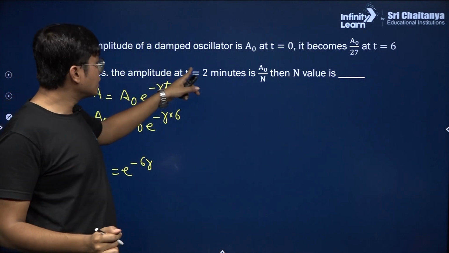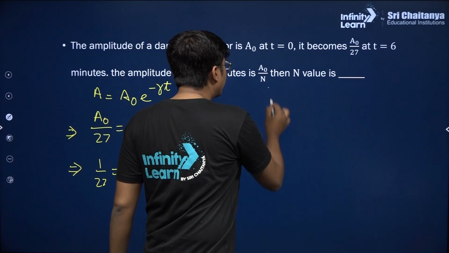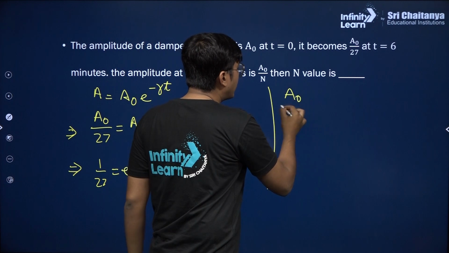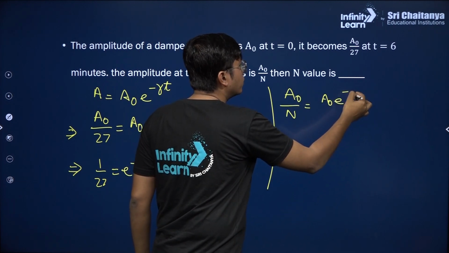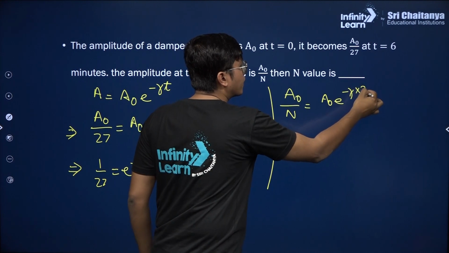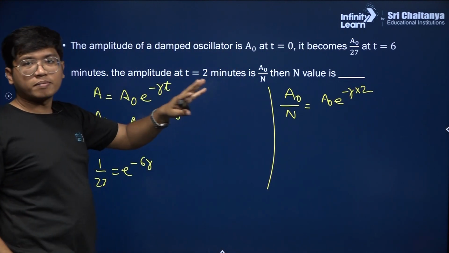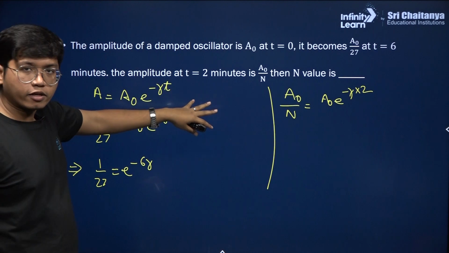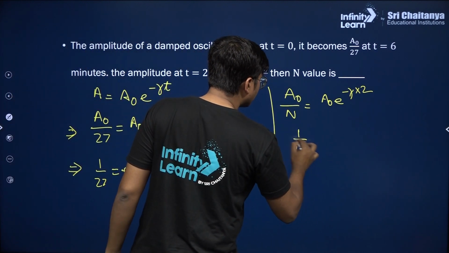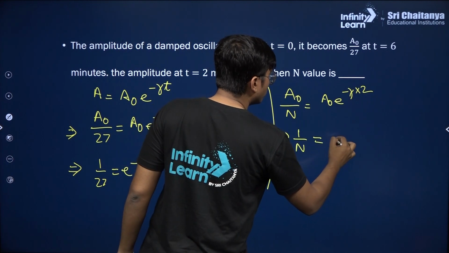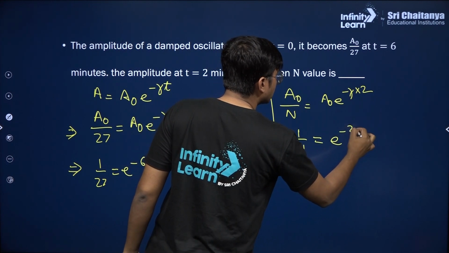And on the other hand, at t equal to 2 seconds, what is happening? We have A0 by n is equal to A0 into e to the power minus gamma into 2 minutes. Seconds, minutes doesn't matter. As you will see, the seconds or minutes won't matter to us here. So that makes it 1 by n is equal to e to the power minus 2 gamma.